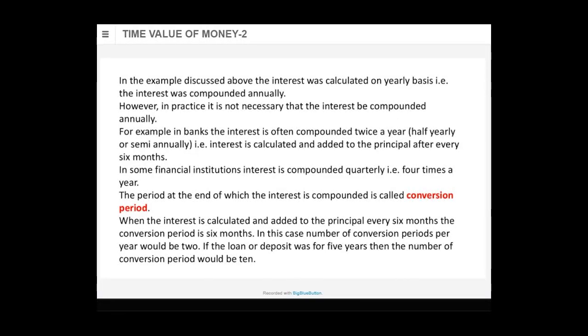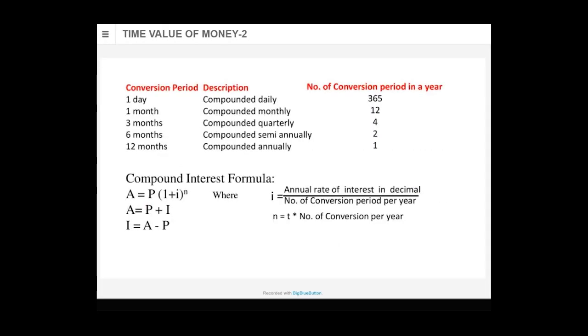6 months. So in a year, it will be twice 2. If the loan or deposit was for 5 years, then the number of conversion periods would be 10. Year में 2, 5 years में 10. Now here, be careful about this conversion.